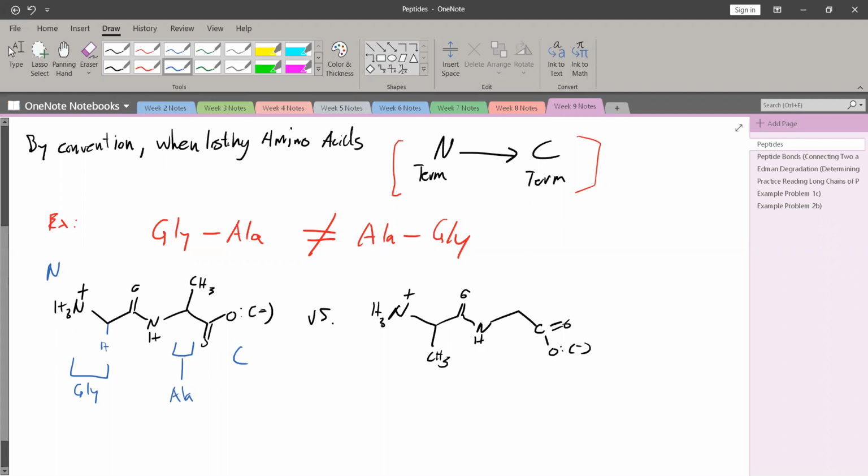However, if we look onto this side, here's the N terminus, here's the C terminus, and the closest to the N terminus in this case now is alanine. And then since the group here is an H, we call that glycine. So there's a linear difference between these two, especially with the N terminus and C terminus.